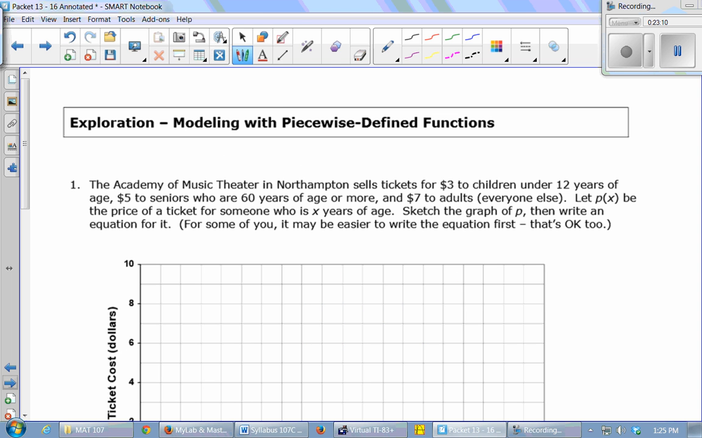All right, so I have several real examples of places where you would find piecewise functions, and I'm going to have you work in your groups to sketch a graph and write an equation of each of these. And whichever one feels more natural to you to do first, go ahead and do that. Some people like to draw the picture first and then use that to write a formula. Some people like to write a formula and then use that to draw their picture.